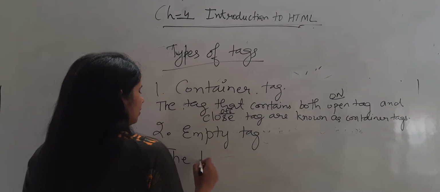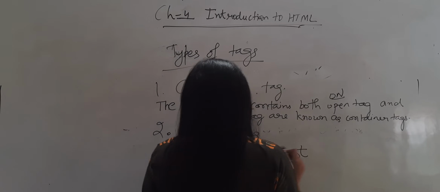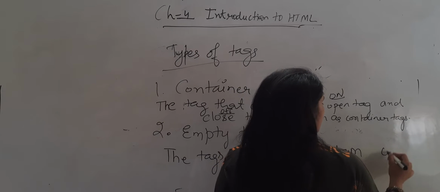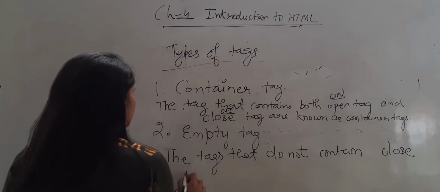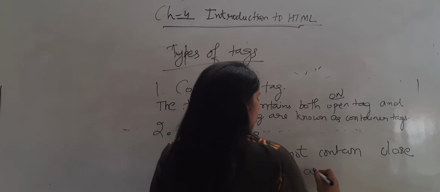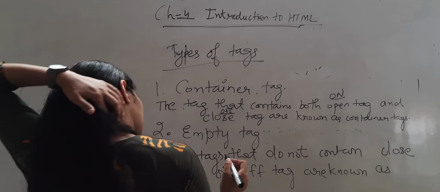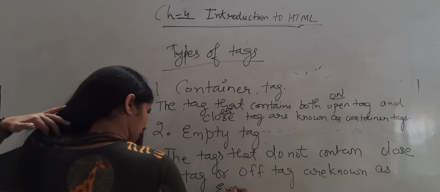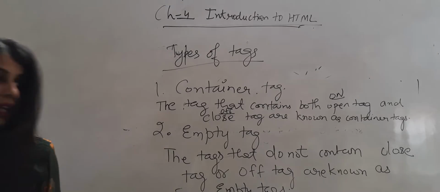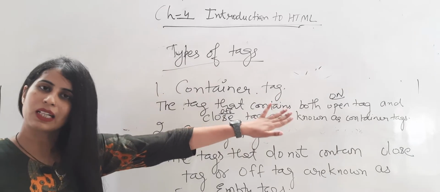The tags that do not contain closed tag or off tag are known as empty tags. What are these? Empty tags. Okay, so the definition of container tag is the tag that contains both open and closed tag.